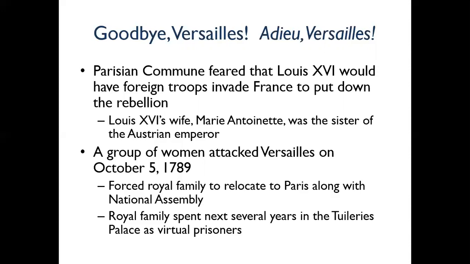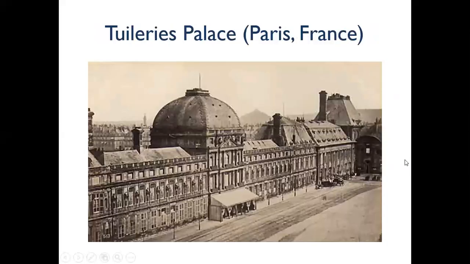The royal family spent the next several years in the Tuileries Palace as virtual prisoners. They were forced to relocate to Paris. Here I have kept the picture also of that. See, this is the Tuileries Palace, Paris, France, where Louis XVI and his wife were kept as virtual prisoners.